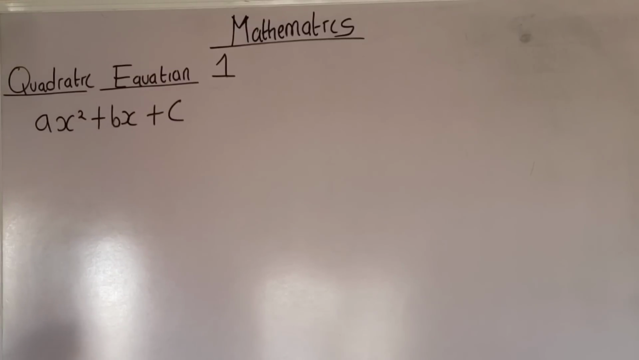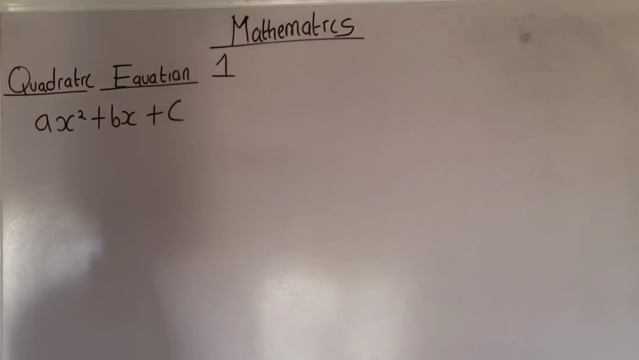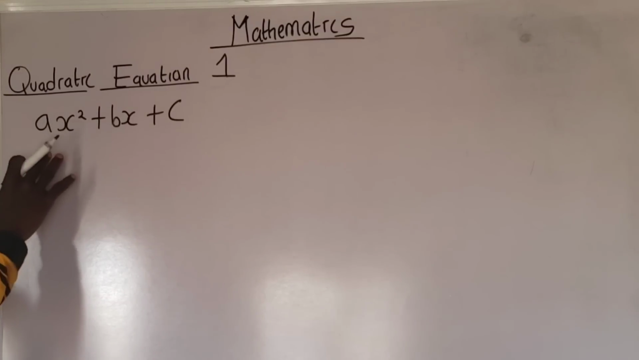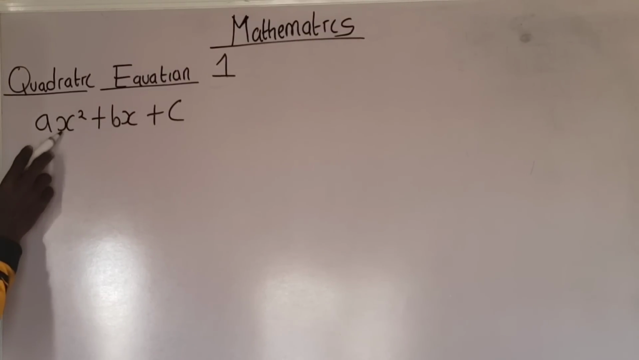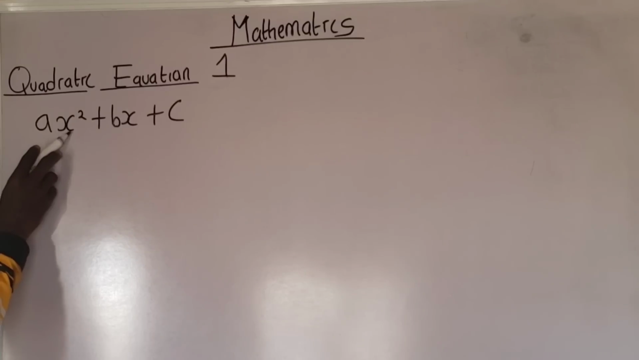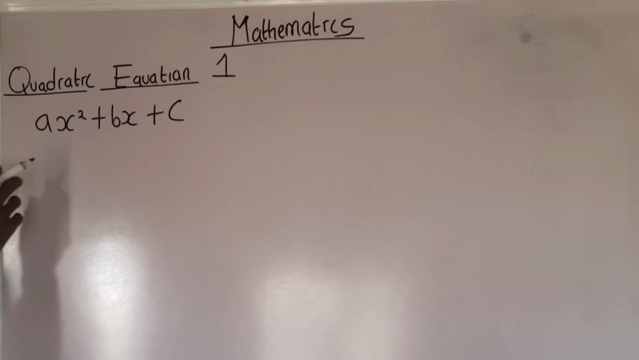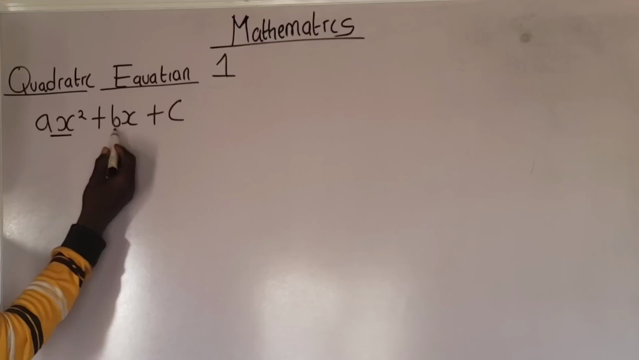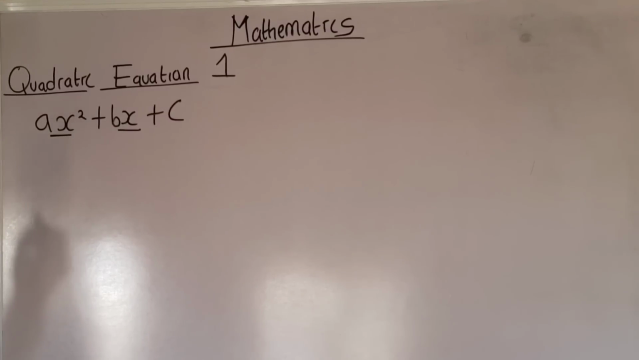Now, having known the meaning of a quadratic equation, let me explain the terms in a quadratic equation. This is how a typical quadratic equation looks. Are you paying attention? We call this equation a quadratic equation because the highest power of the unknown is 2. The unknown in this equation is x.